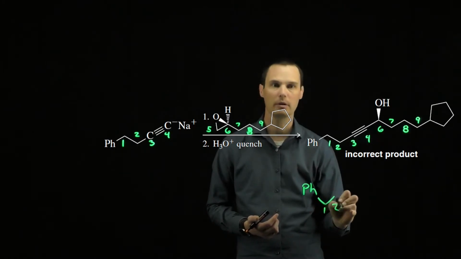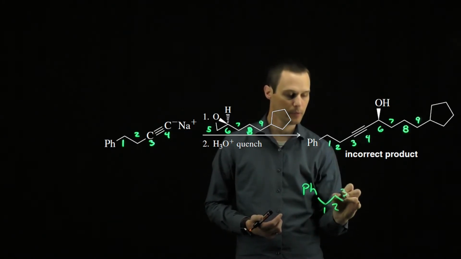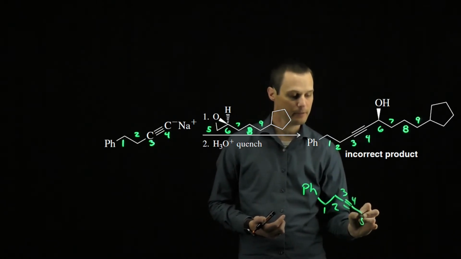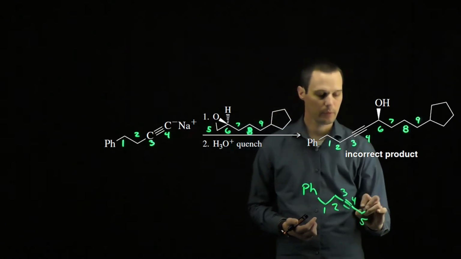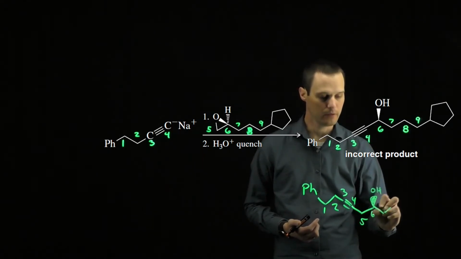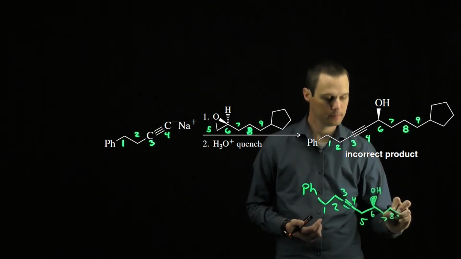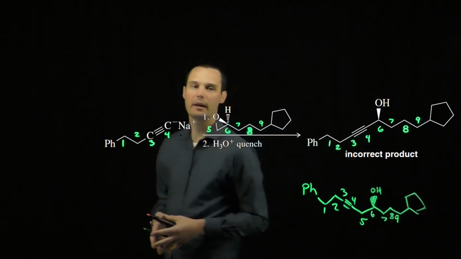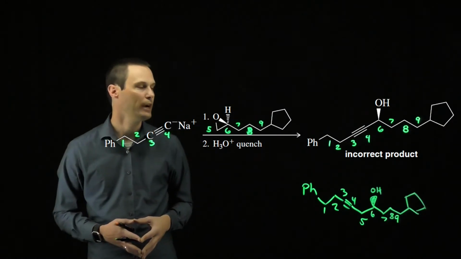So here would be carbon 1, carbon 2, then we'd have carbon 3 with the triple bond to carbon 4, and that's going to form a bond to carbon 5. And from here we would have carbon 6 with the alcohol, and then 7, 8, and 9, and then the cyclopentyl group. This is the correct product for this reaction.